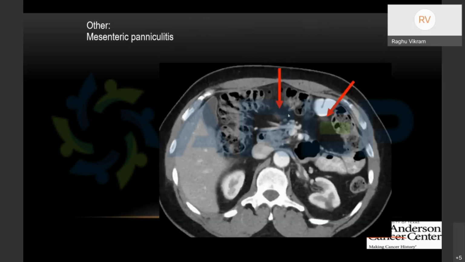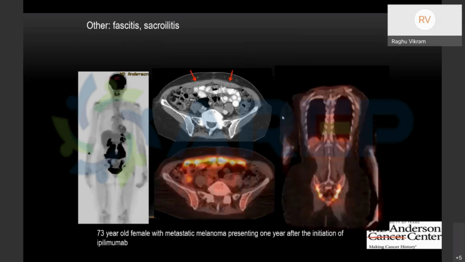Sometimes you can even see panniculitis in the mesentery, just fat enhancing. It almost looks like fat necrosis or some degree of fat necrosis that you can see. An example here of fasciitis, all the anterior abdominal fascia. You can see how on the PET it looks really impressive. On CT, it's a little more subtle, but this patient presented with abdominal pain.